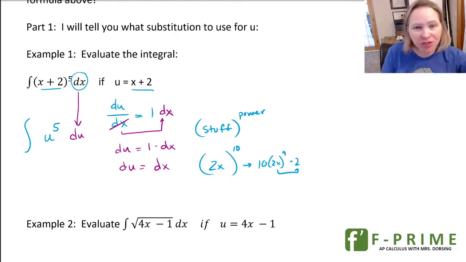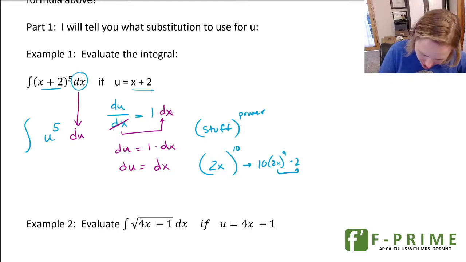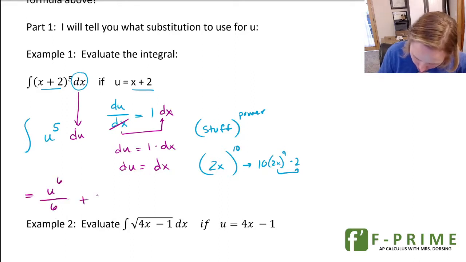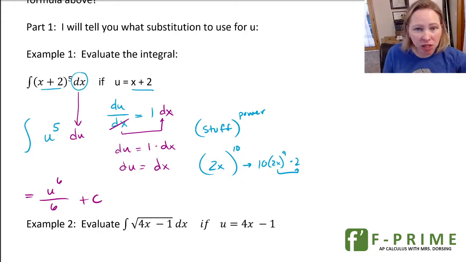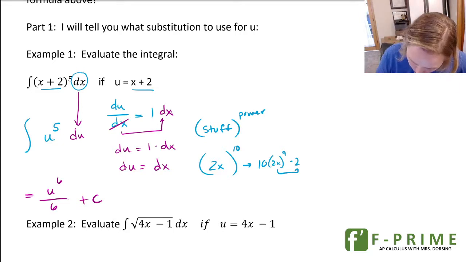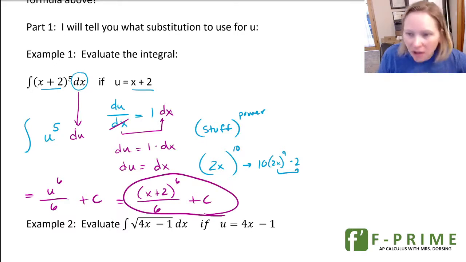So now we just integrate this simple function. Here's what it looks like. The integral of u to the 5th is just u to the 6th over 6 plus c. Now I'm not quite done because I need to replace u with its original function. Remember, this is all the middle stuff. We don't want a final answer with u in it. So I'm going to replace it, and it's going to look like this: x plus 2 to the 6th over 6 plus c. And there's my answer. And that's how we're going to solve these integrals using U-substitution.